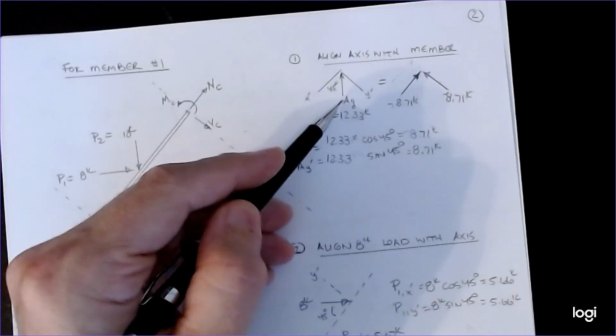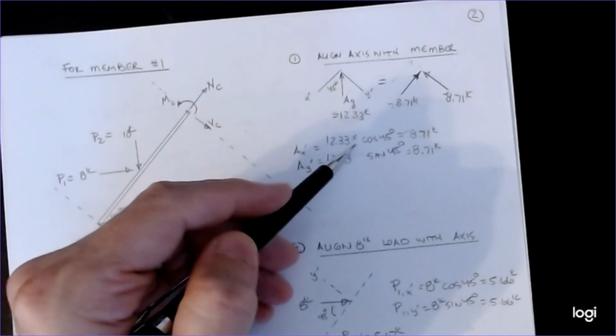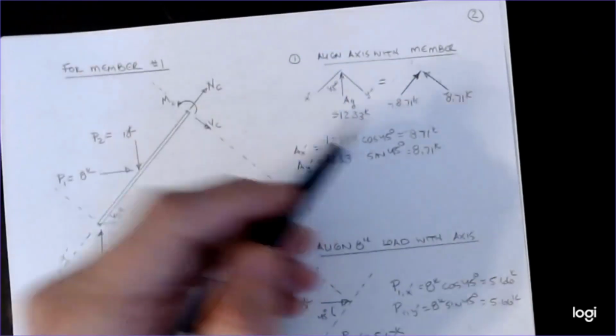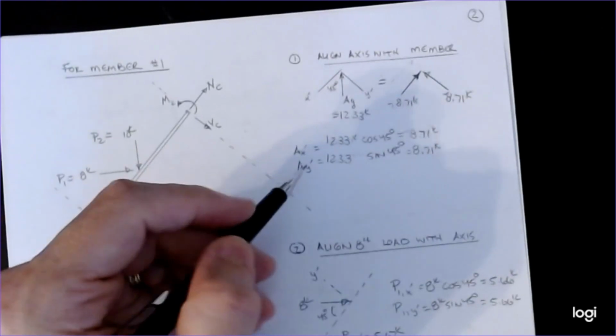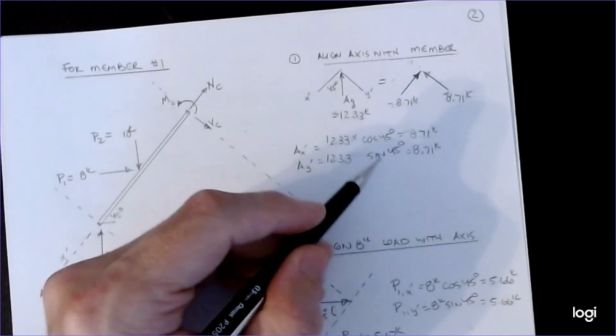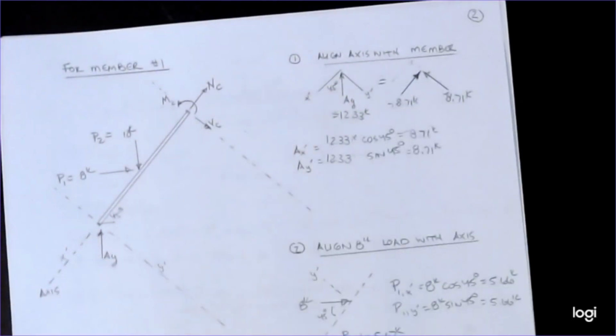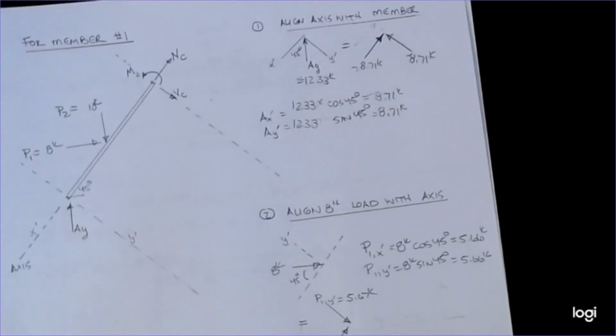This force is the resultant of two forces on those two axes. So by components, it's going to be 12.33 kips times the cosine of 45, which gets me a number of 8.71. And then AY is also 12.33 times cosine of 45, or sine of 45, which is also the same number because it's a 45-degree angle. You have to be careful here if it's a non-45-degree angle.